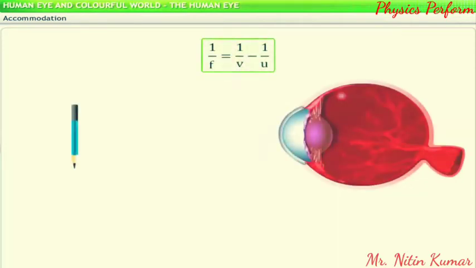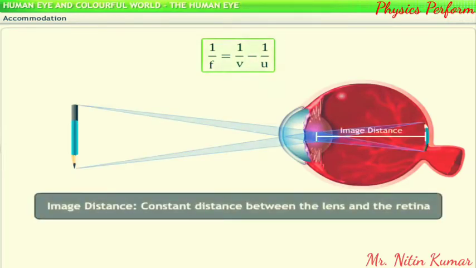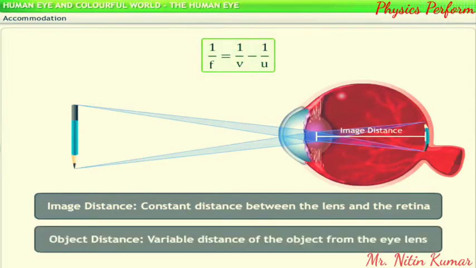Applying this formula for the eye, image distance is the distance between the lens and the retina, which remains constant. The object distance is the distance of the object from the eye lens, which may vary. Therefore, to form a clear image of different objects at different distances from the eye, the focal length of the eye lens has to be changed.